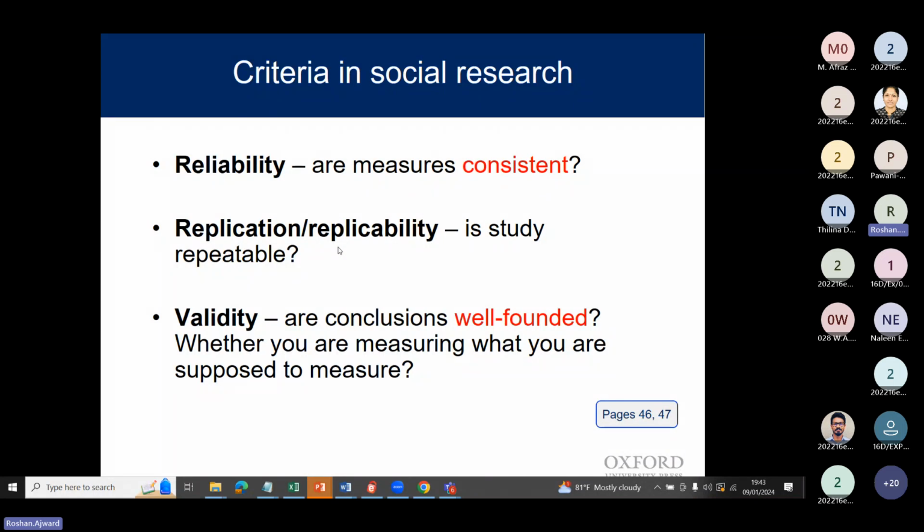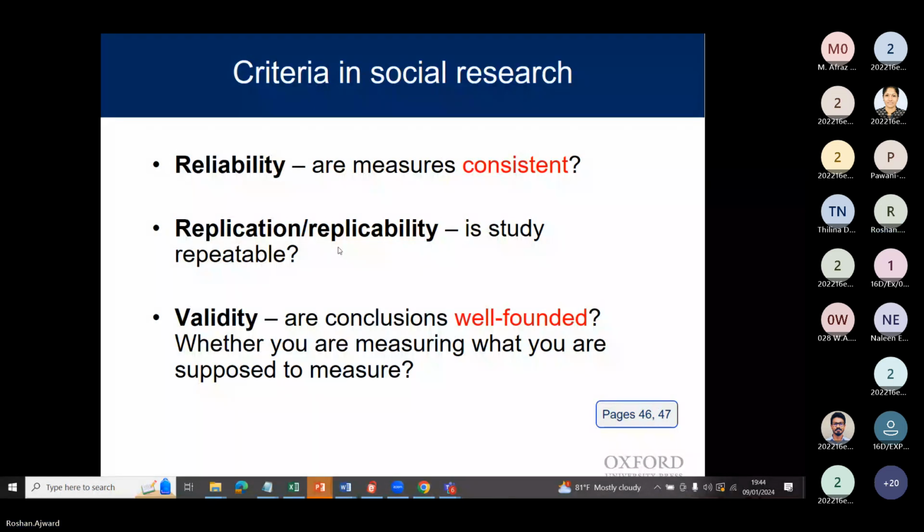Right. So I think you understood. There are three criteria that you could use to evaluate social research. One, reliability or consistency. Whether you are getting the same results, right? You are going to use the same instrument, of course, in a short period of time. In the long term, you might have differences. That's correct. Reliability is consistency. Whether your measures, meaning the instruments of data collection, are consistent.